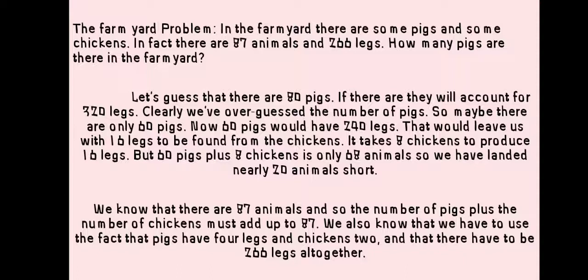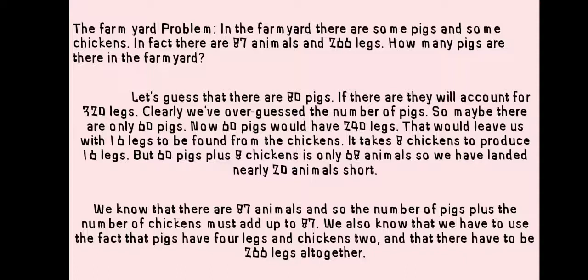Let's guess that there are 80 pigs. If there are, they will account for 320 legs. Clearly, we've overguessed the number of pigs. So maybe there are only 60 pigs. Now 60 pigs would have 240 legs. That would leave us with 26 legs to be found from the chickens. It takes 8 chickens to produce 16 legs, but 60 pigs plus 8 chickens is only 68 animals, so we have landed nearly 20 animals short.